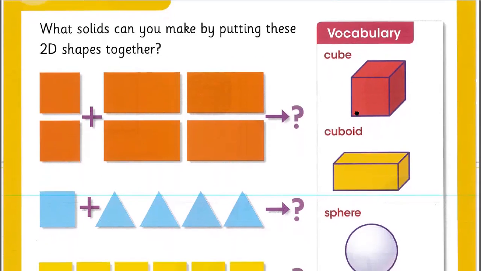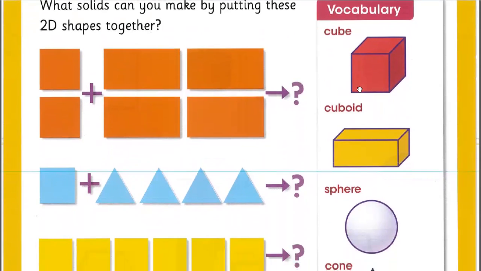Next one is cuboid. Which shape is this? Cuboid. Say with me, boys. Cuboid. This is cube and this is cuboid. Cube, cuboid. Understood?